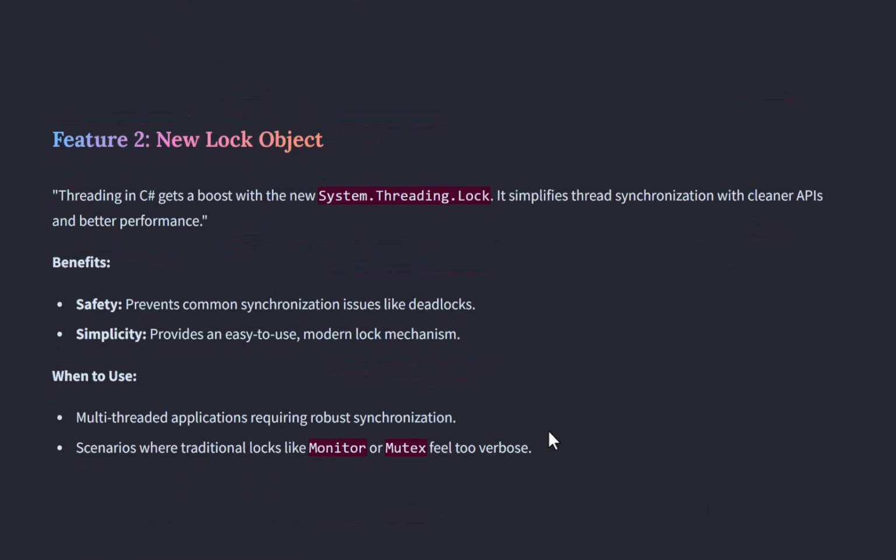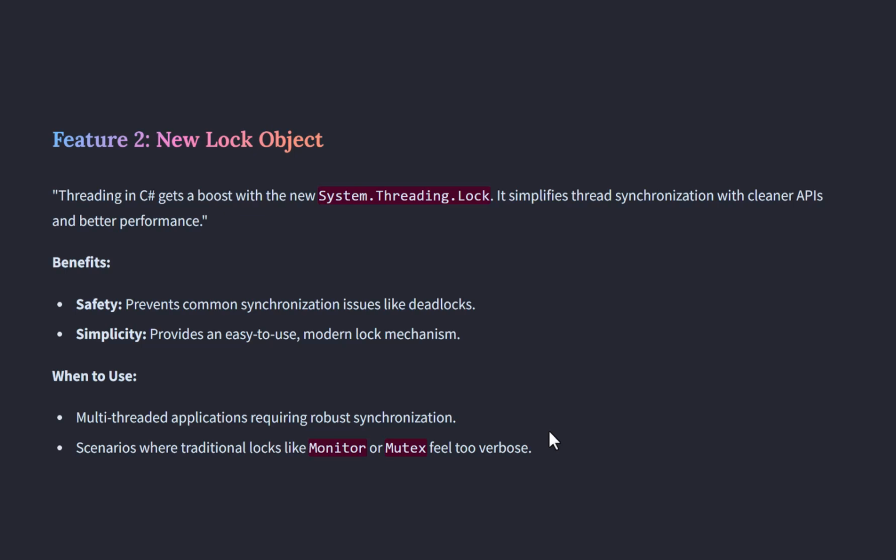The next feature is called the new lock object. Thread synchronization often requires using lock with extensive code, which increases the chance of introducing bugs like deadlock. The advantage of the new lock object is that it provides a simplified and safer API for critical sections, reduces code for thread synchronization, and minimizes the risk of deadlock with a scoped lock.